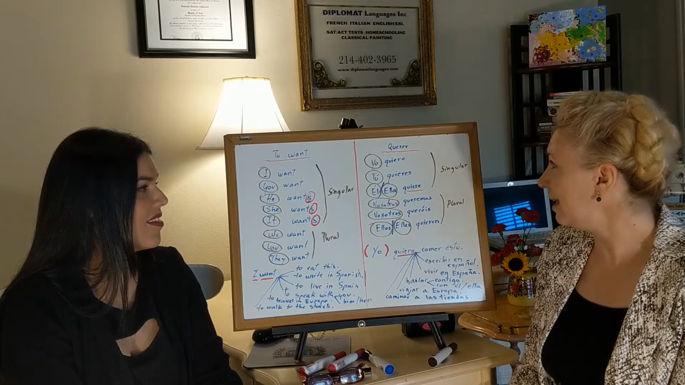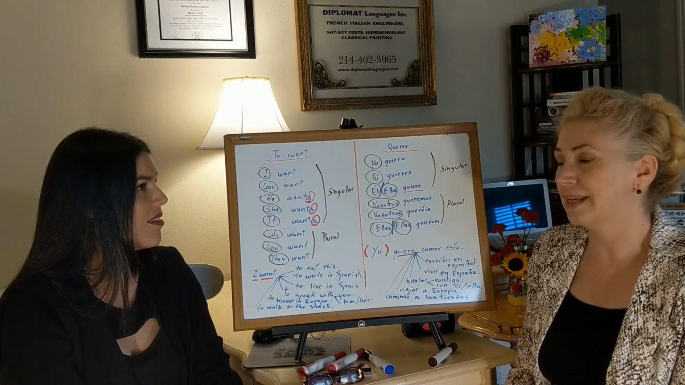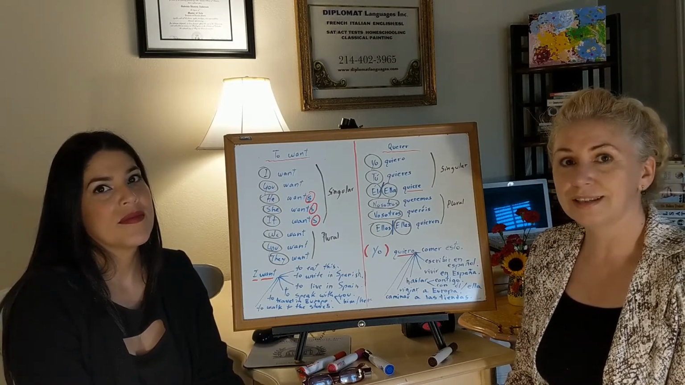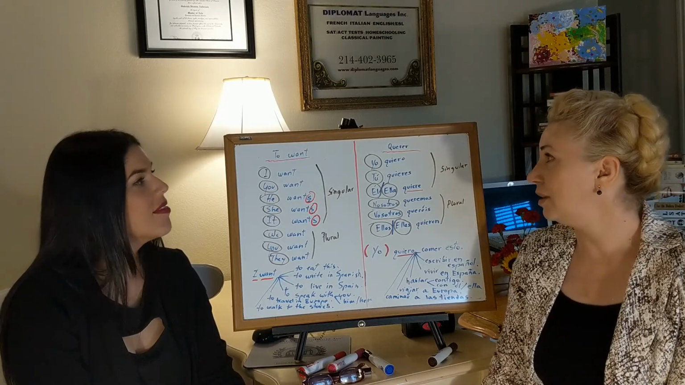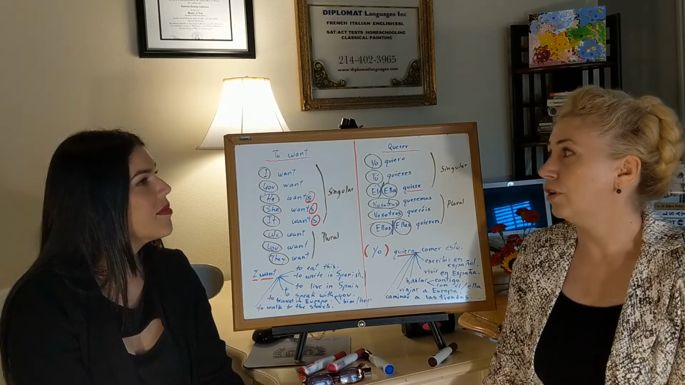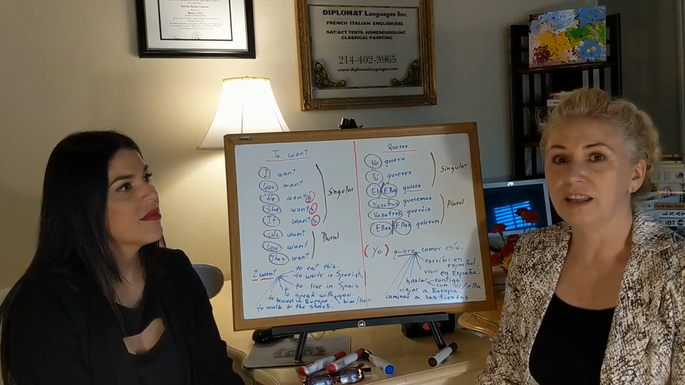And another thing would be how to create short sentences. The short sentences can also be made with a verb like "to want," or when you say "I want to go," "I need to go."